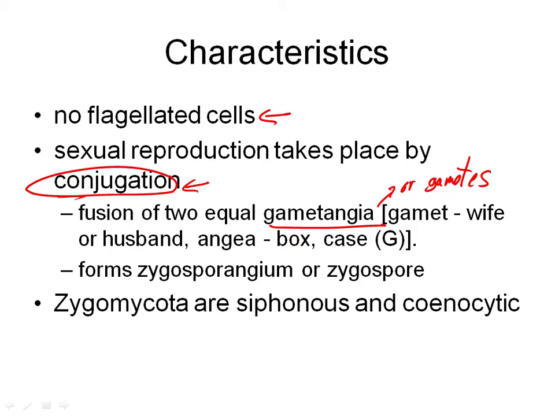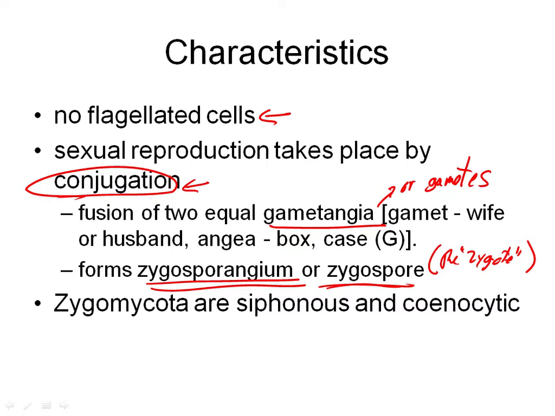When they form, they form a zygote, but the zygote also has a very strange structure, and so that zygote is sometimes called a zygosporangium and sometimes called a zygospore. I'll write the zygote here, but I'm going to put zygote in quotes because we don't usually use the term zygote in this group because the structure is going to be so strange. Well, these guys have strange structures. The gametangia are strange and the zygosporangium is strange because of this next fact.